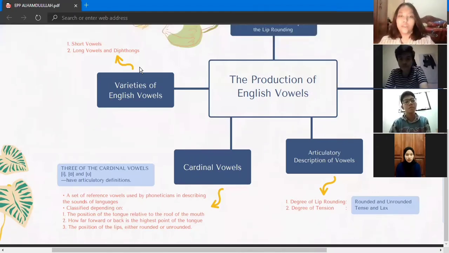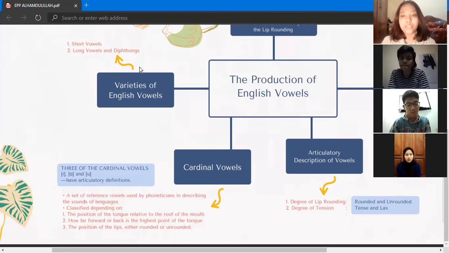Today I'm going to discuss cardinal vowels. There are three cardinal vowels, that is I, A, and U, that have articulatory definitions. Cardinal vowels are a set of reference vowels used by phoneticians in describing the sounds of languages, classified depending on the position of the tongue relative to the roof of the mouth. The second is how far forward or back the highest point of the tongue is, and the last one is the position of the lips, either rounded or unrounded.